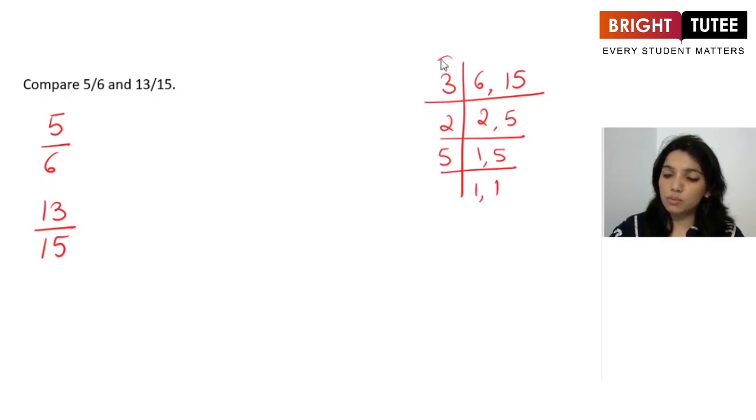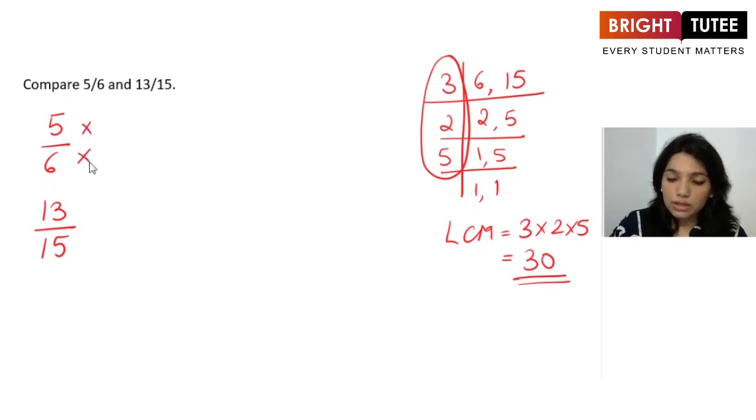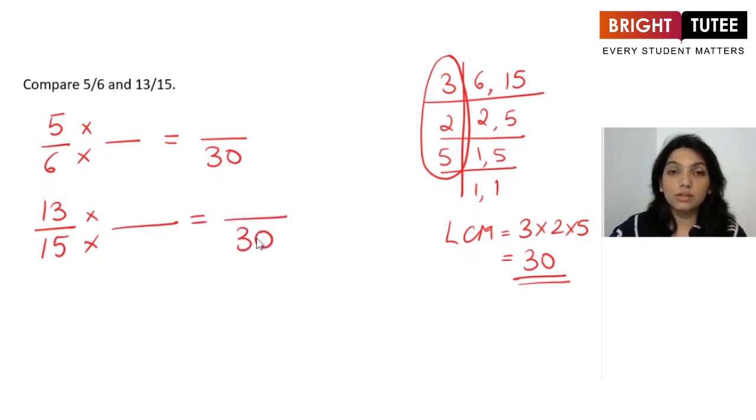So what do you see? What is the LCM of 6 and 15? LCM is 3 times 2 times 5, and the answer is 30. So what is the LCM? 30. Now, what can you multiply by 6 in order to get the denominator 30? Okay. And similarly, what can you multiply by 15 in order to get the denominator 30?